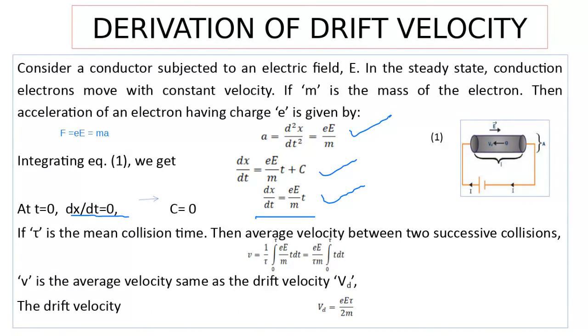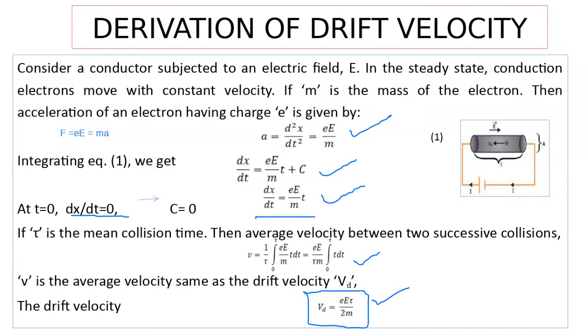So we want to find the drift velocity formula. For that we are calculating the average velocity between two successive collisions. For that we have to integrate this equation. When you integrate this velocity from 0 to the collision time, you will get the expression for drift velocity by this expression.